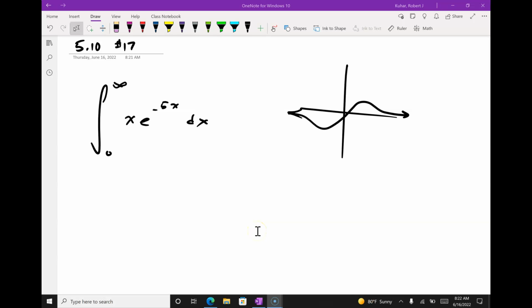So 510, number 17, improper integrals. We want to look at the curve, right? And I can already see what's happening to x e to the minus 5x, right? Oh wait, do I have this right? I don't think I do.